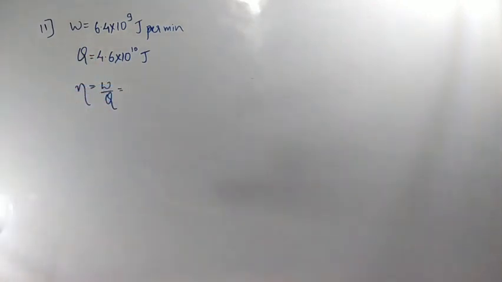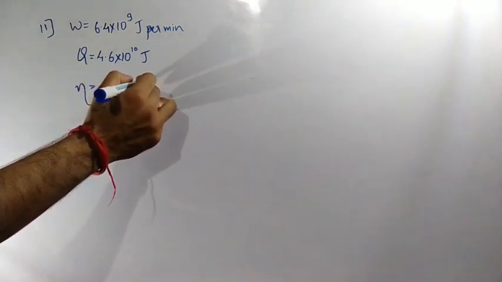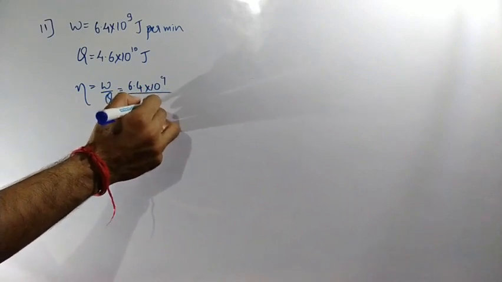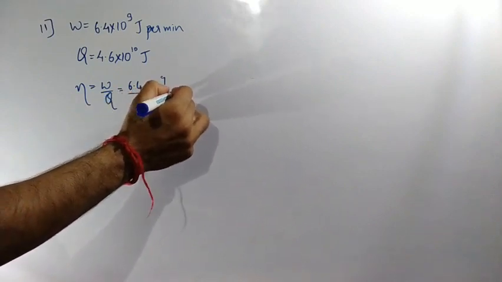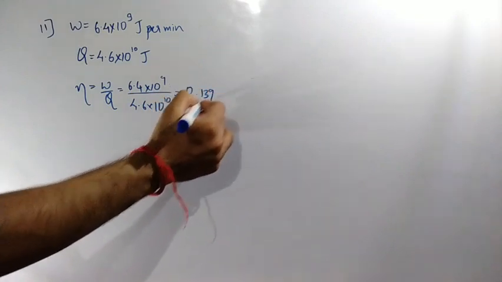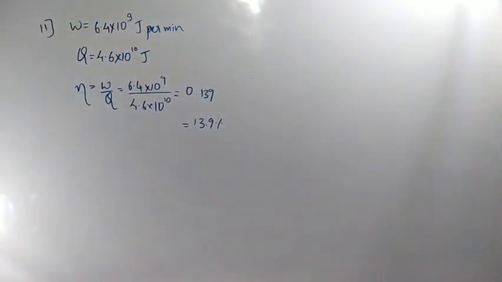So what you are going to calculate: efficiency is equal to W value 6.4 into 10 to the power of 9 divided by 4.6 into 10 to the power of 10. This value you are going to get is 0.139, or if you multiply with 100, it means 13.9%.